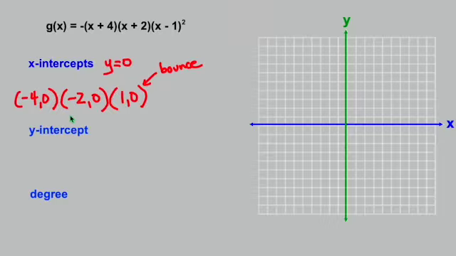So now we have 3 x-intercepts, although this is actually degree 4, and I say that because we have a squared here, so it's really like 2x minus 1. We'll get back in a minute to what that looks like.